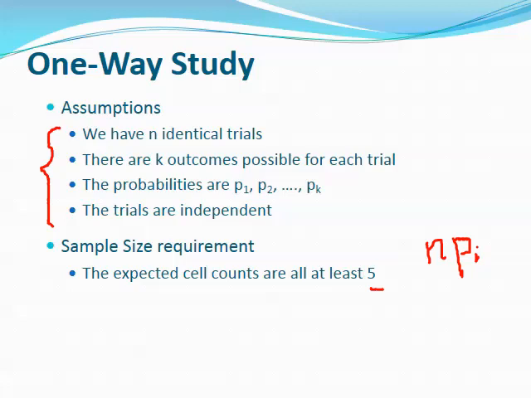So if you look at a whole bunch of proportions and the smallest one is 0.05, you've got to make sure that when you multiply n times 0.05, you get 5. And so we need a sample of at least 100. If your smallest proportion is 0.025, then you need a sample of at least 200. So you really only have to check the smallest proportion in the sample size criteria.